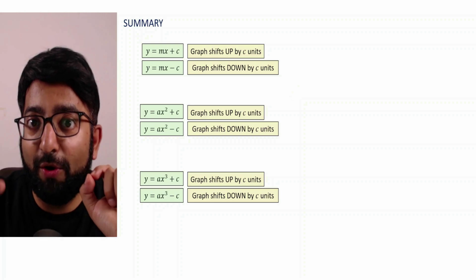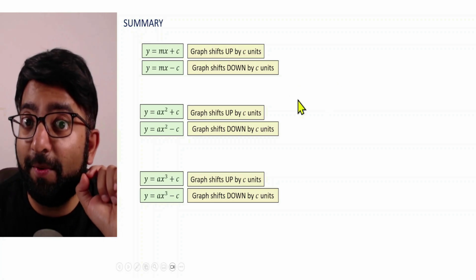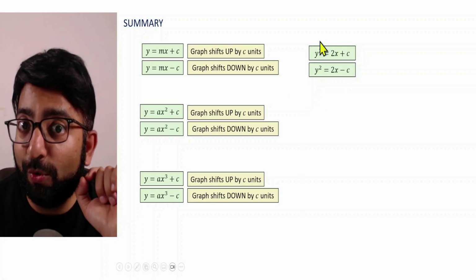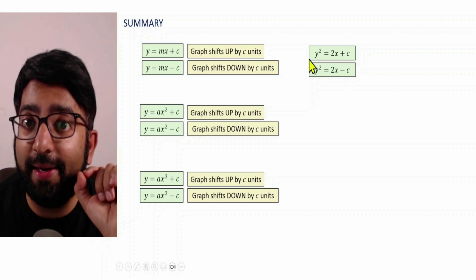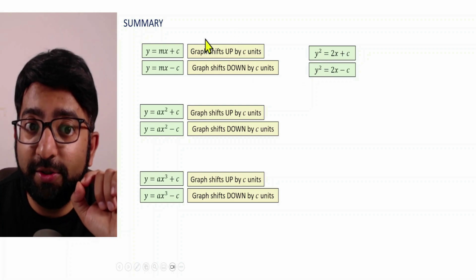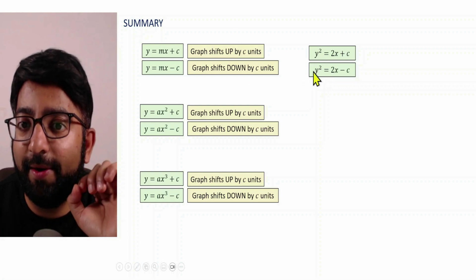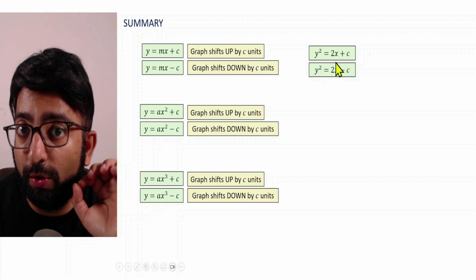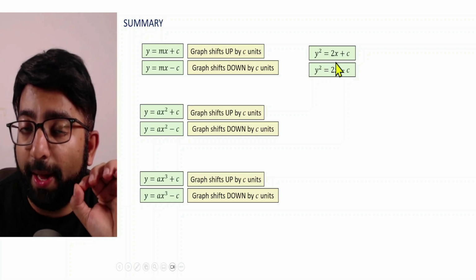But now let us focus on the other type of equations, other type of quadratic equations. So this is a quadratic equation, but it is quadratic in y because the power of y is 2. In this case, the transition of the graph will work a little differently. So consider y square is equal to 2x. We already know the shape will be a parabola.